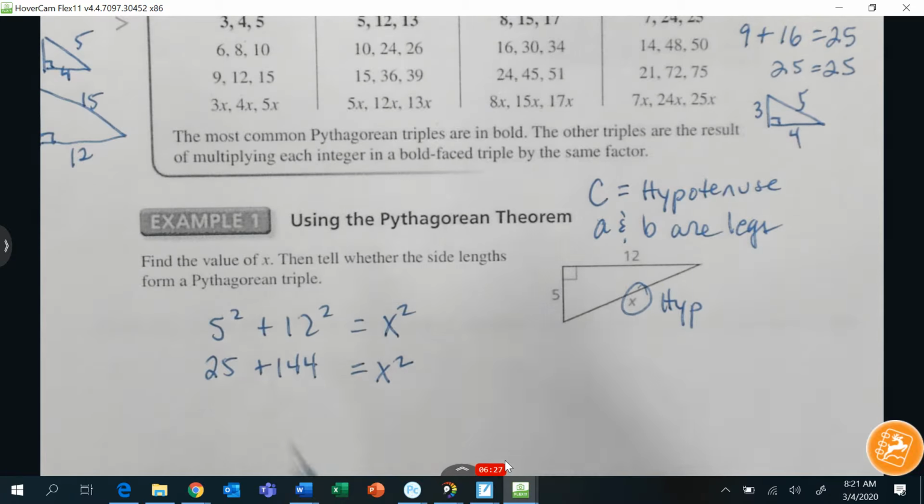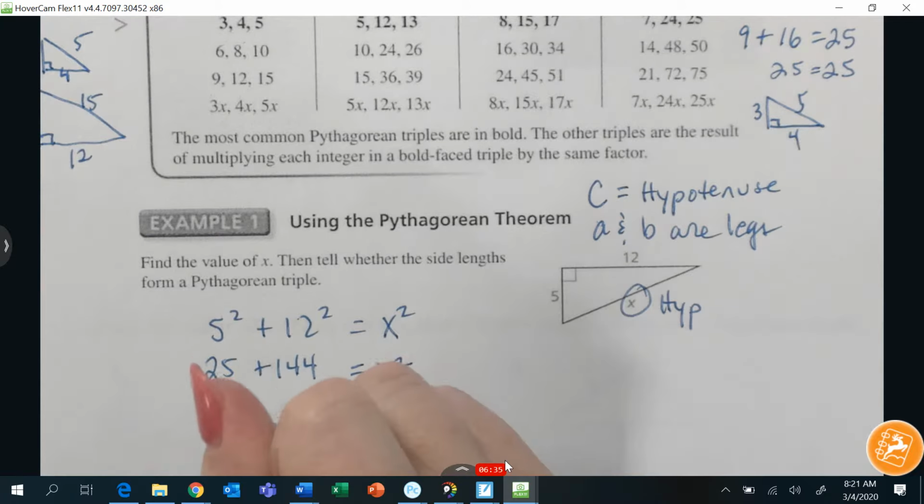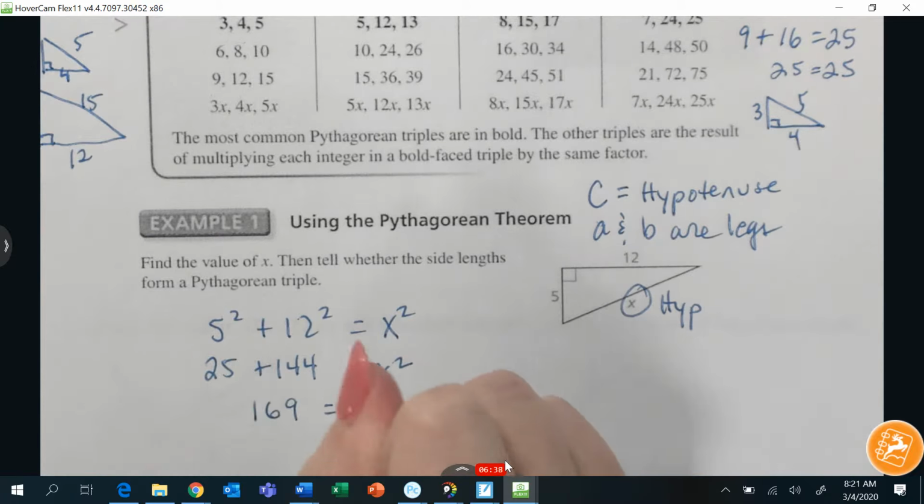So I'm going to add together 25 and 144. Thank you. We get 169 equals x squared.